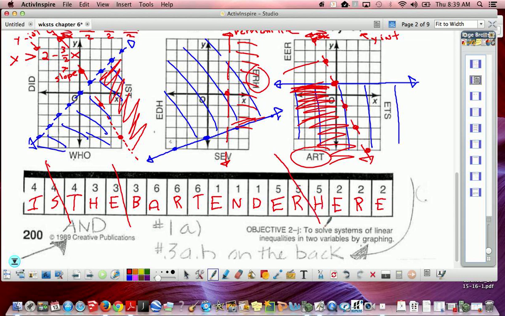bartender here? Makes sense. Because since termites actually eat, whoops, should cross out that right there. So it makes it a little more. Is the bartender here? So since termites like to eat wood and most bars are made out of wood, ha ha ha. Alright, go to the back side.